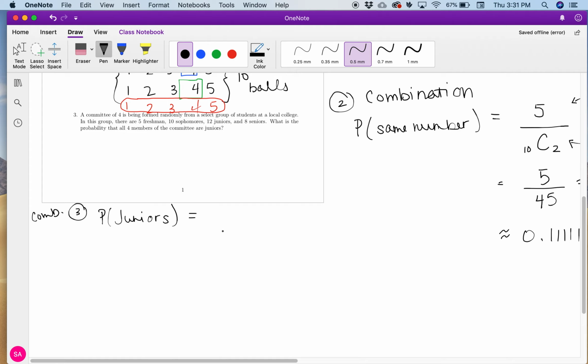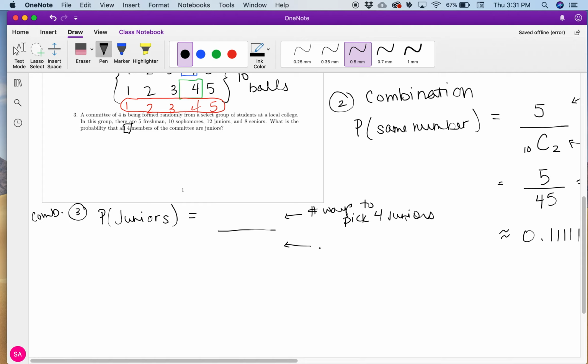Now we want to focus on the probability that out of this, when they form this committee, it's only juniors. So my top number is the number of ways to pick 4 juniors. Right? That's what we're focusing on. How can we pick 4 juniors? 4, why am I saying 4? Because that's how many members are on that committee.